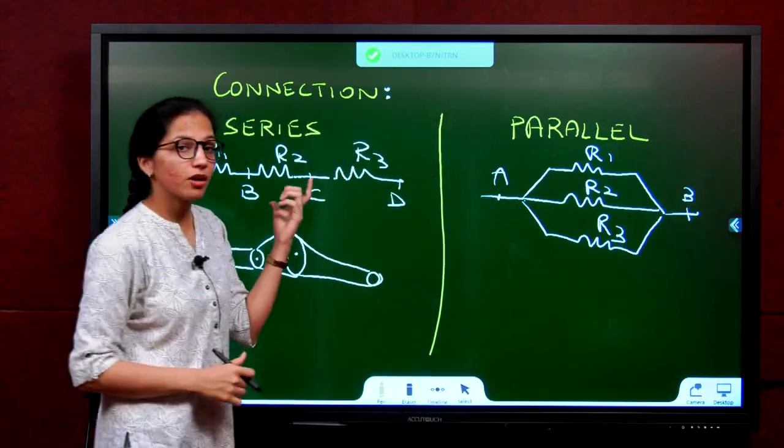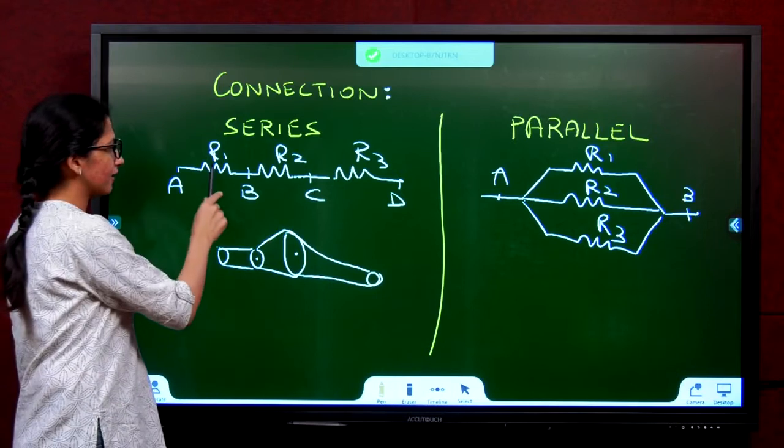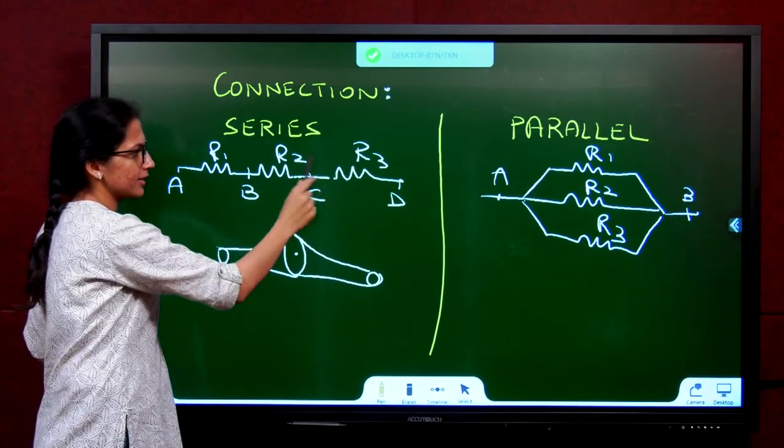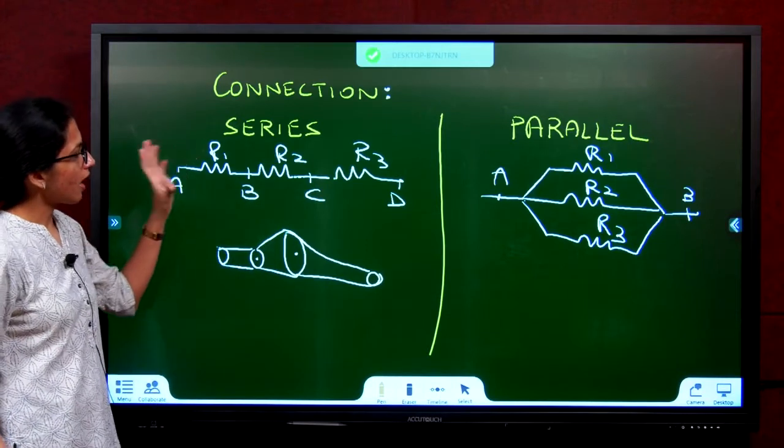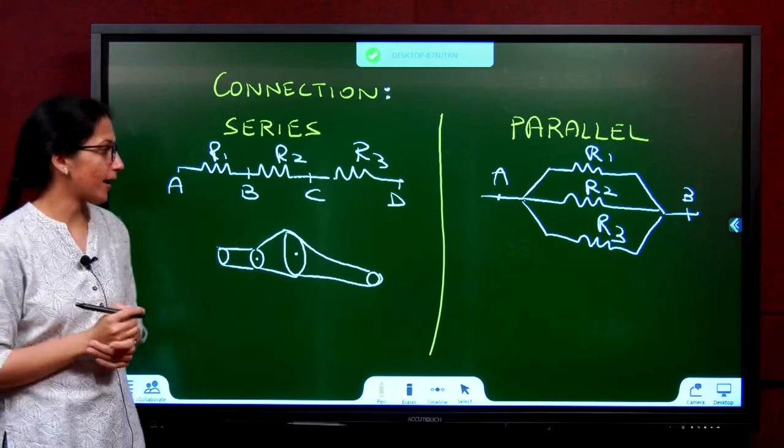Here you don't have same common points. And see, R1, R2 share B. Does R2 and R3 share B? No. So I hope you understood how to recognize a series connection and a parallel connection.